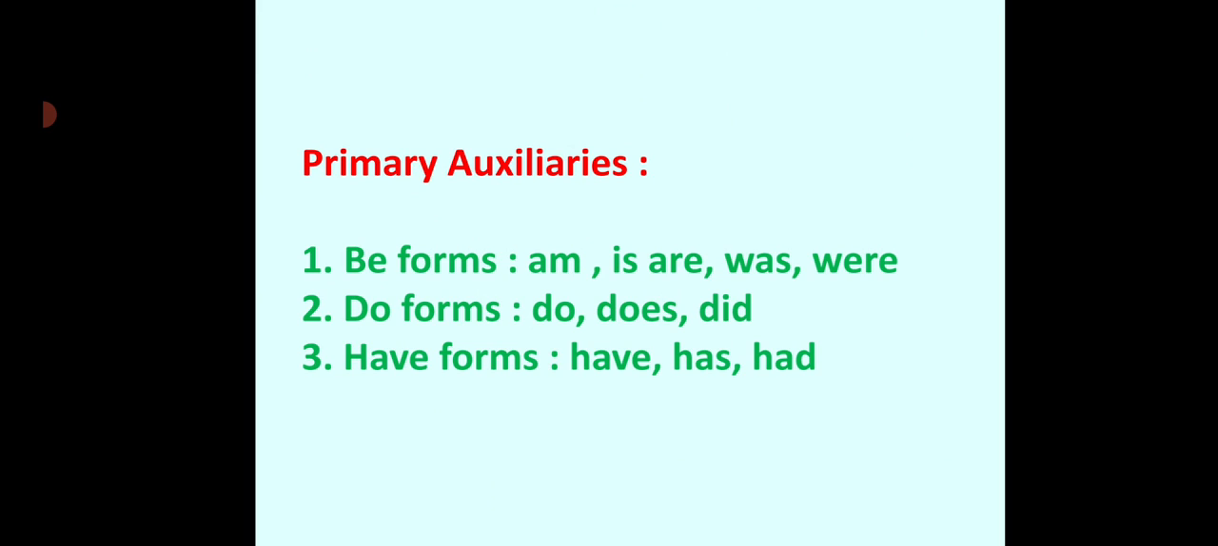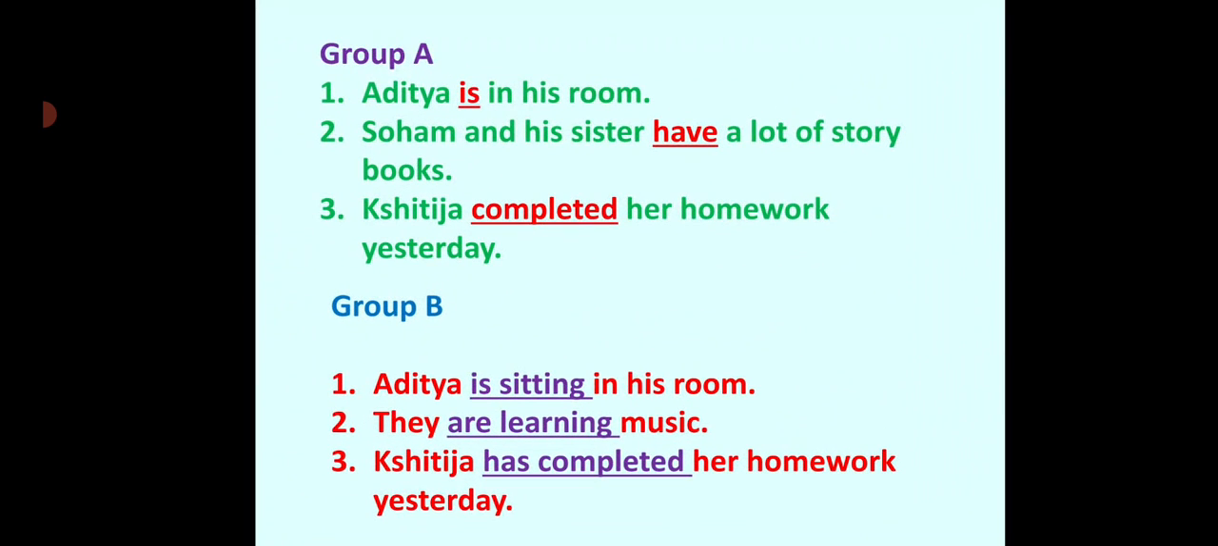Let us look into primary auxiliaries. There are three kinds: be forms, do forms, have forms. In be forms, we use am, is, are, was, were. Do forms: do, does, did. Have forms: have, has, had. So these words are helping verbs, and we will see in the sentences how they support the main verb.